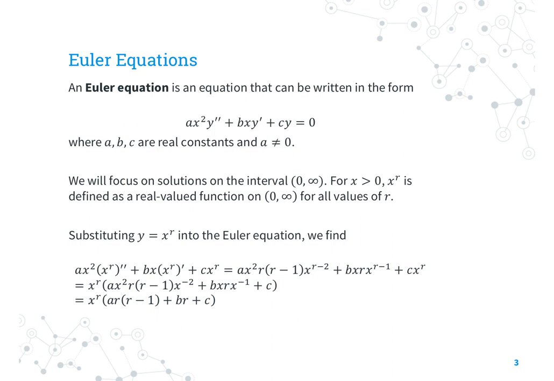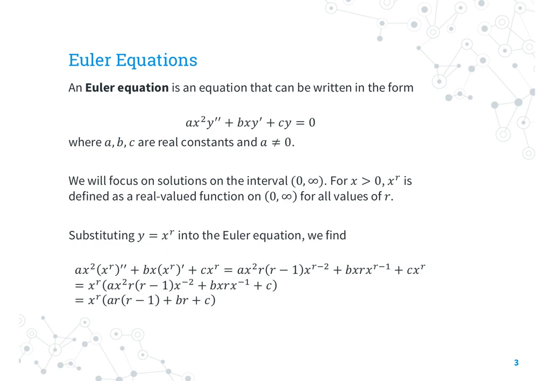If we substitute y equals x to the r into our given Euler equation, we get ax squared times x to the r double prime plus bx times x to the r prime plus c x to the r. If we take those derivatives, we end up with ax squared still times the second derivative of x to the r, which is r times r minus 1 times x to the r minus 2, plus bx times the first derivative of x to the r, which is r x to the r minus 1, and then plus c times x to the r.